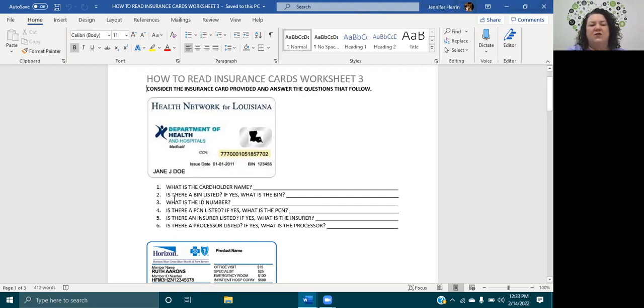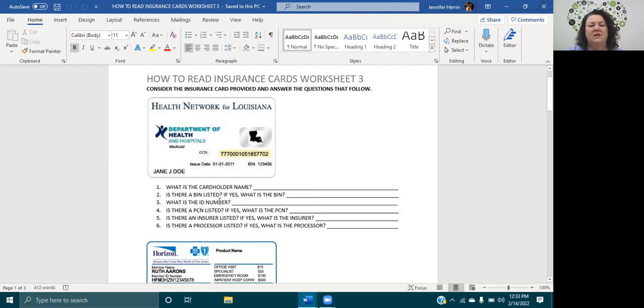You see the next question down asks, is there a BIN, B-I-N, listed? If yes, what is the BIN? Well, if you look over in the bottom right-hand corner, these letters right here, that is your BIN. We'll get into what that stands for when we get into the lecture of chapter 12, but just know that that's what you're looking for, the BIN. In this case, it has the number 1, 2, 3, 4, 5, 6 behind it, so that would be the answer that you would write in here for the BIN number that's listed.